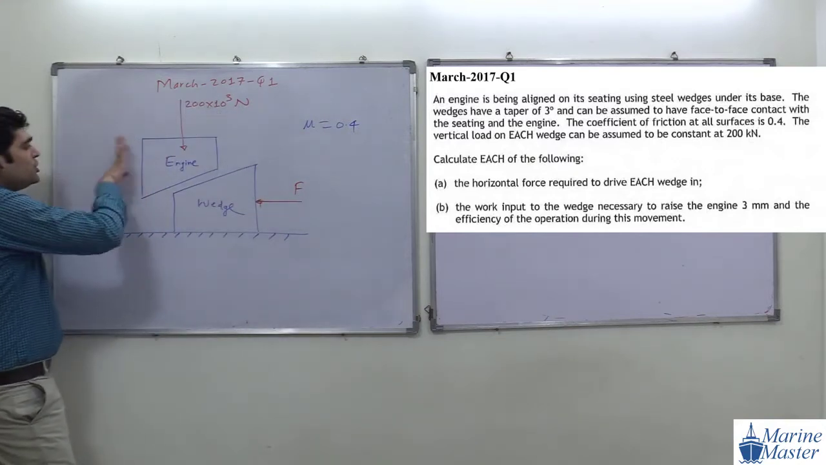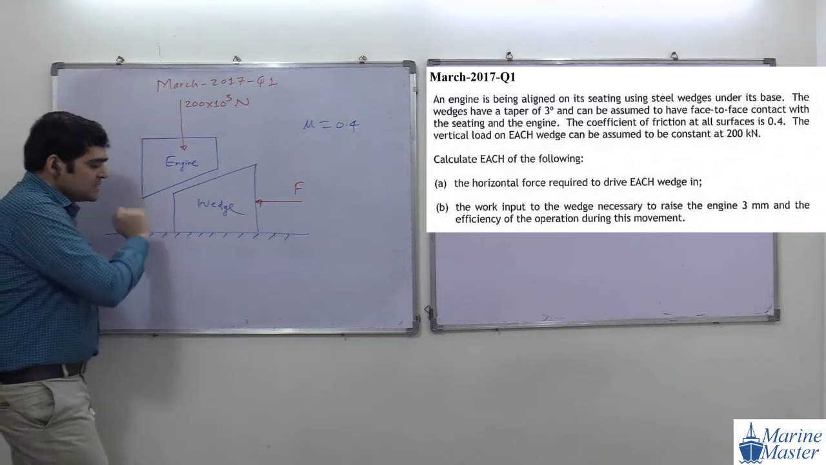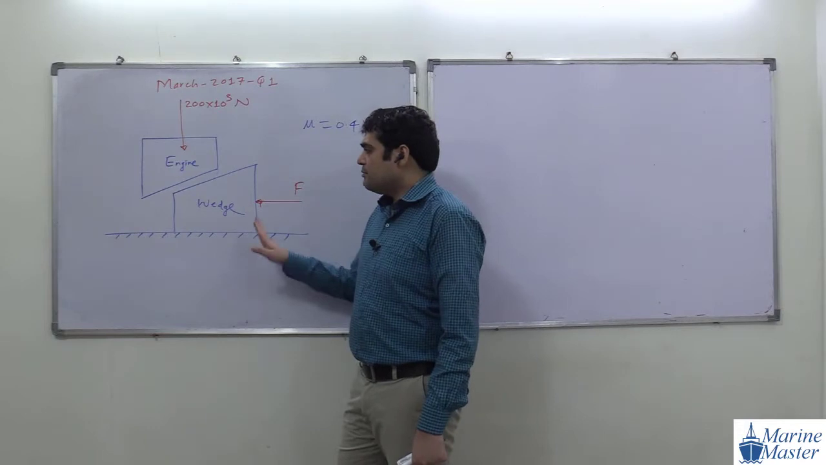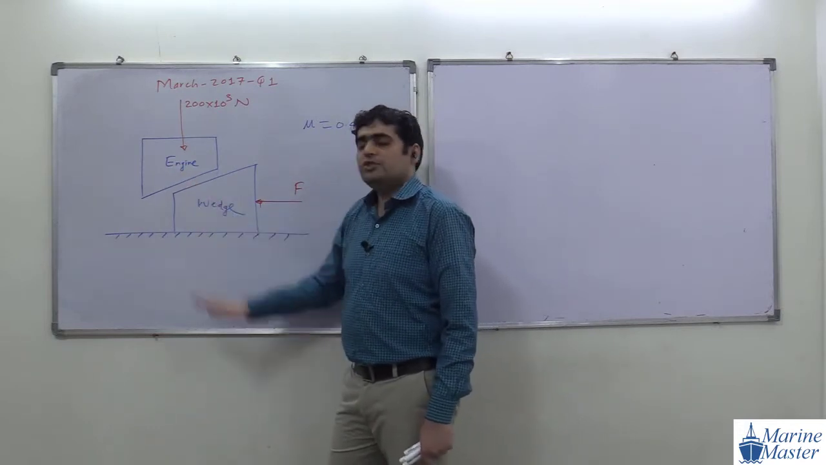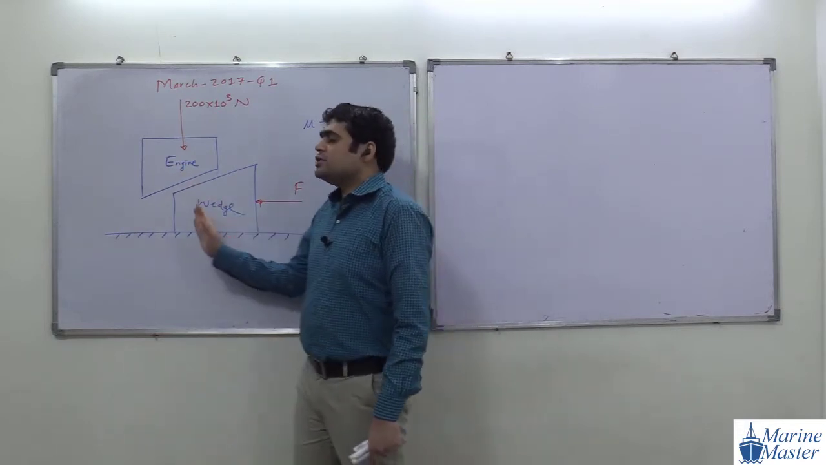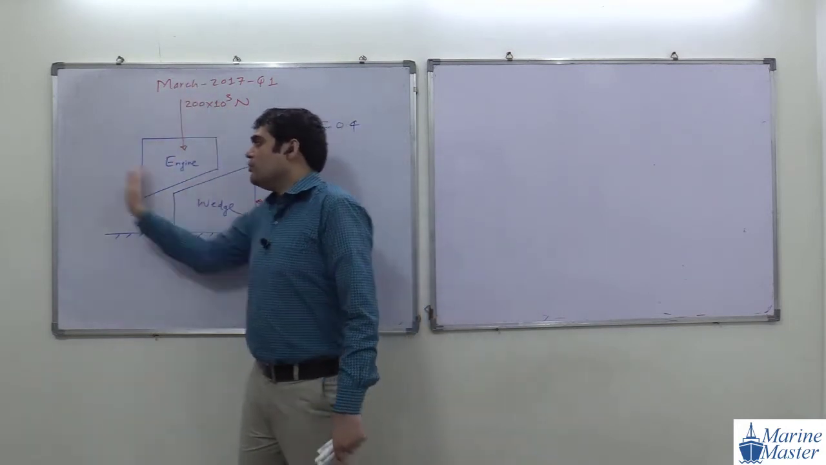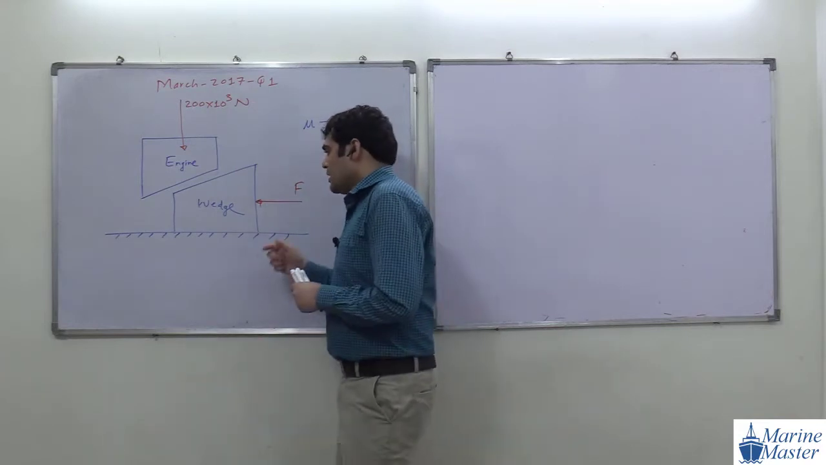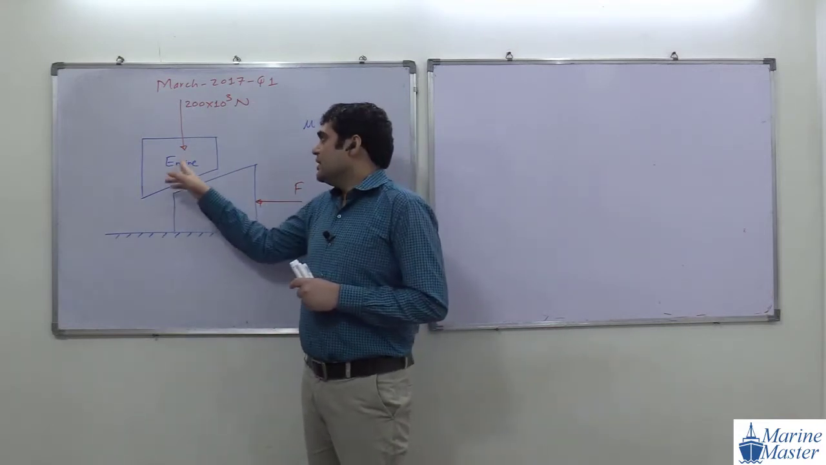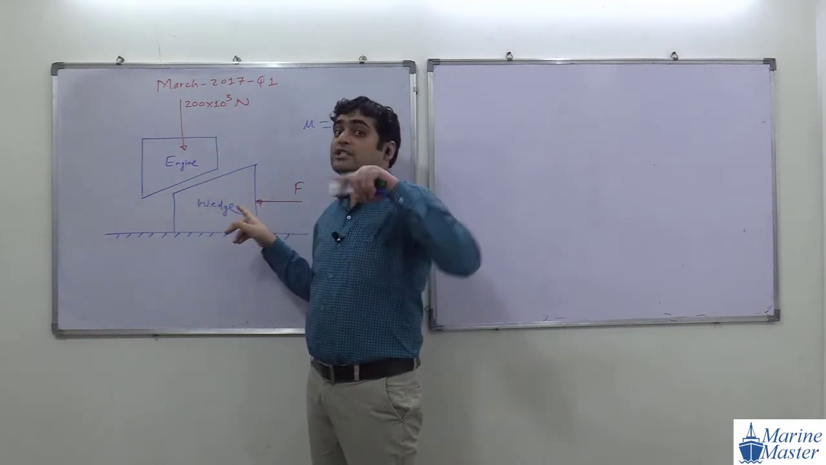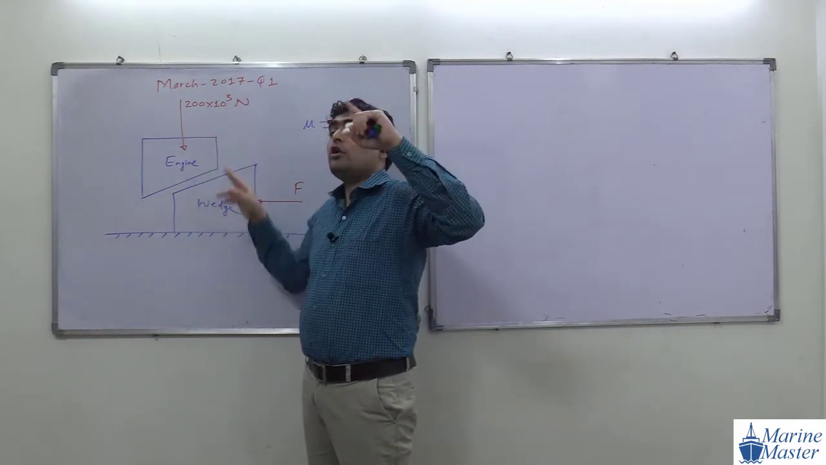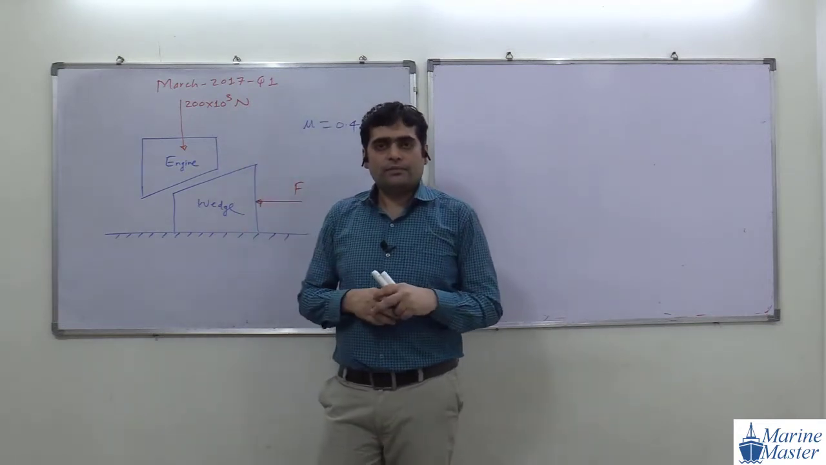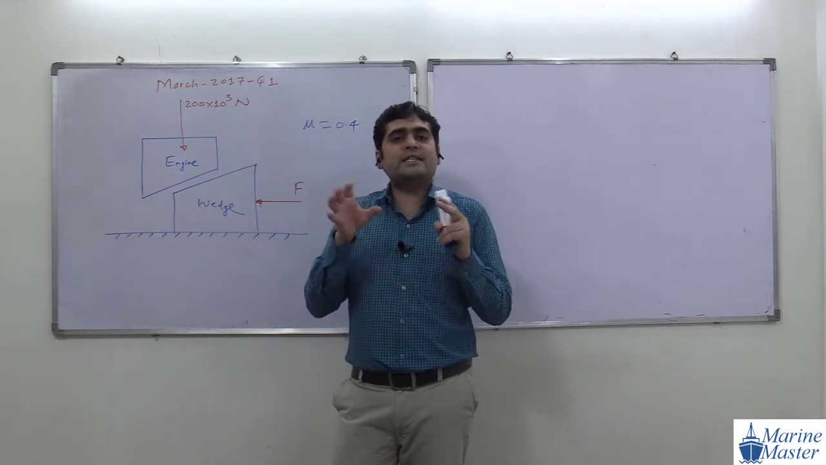Now see the scenario. If there is no opposition here, what will happen? See this drawing carefully. Instead of the engine going up, the engine will go forward on this side. See the point. This 200 kilonewton is the load on each wedge. On each wedge, 200 kilonewton is coming, and there are n number of wedges.